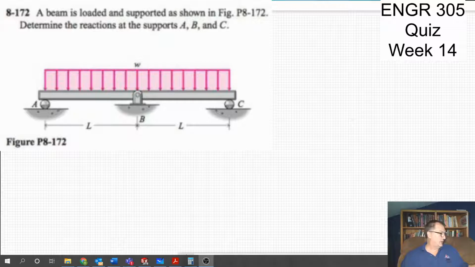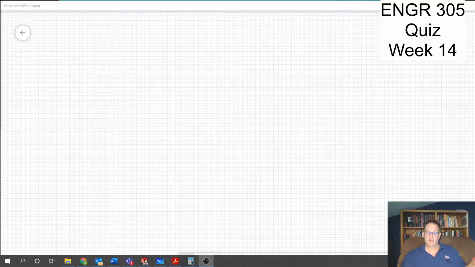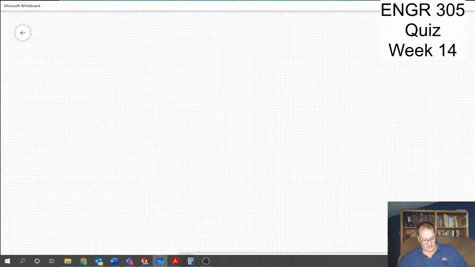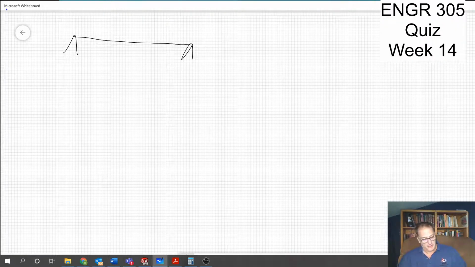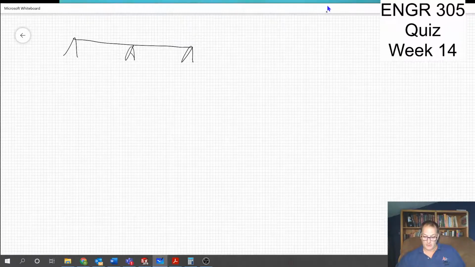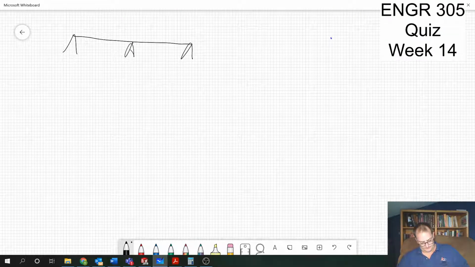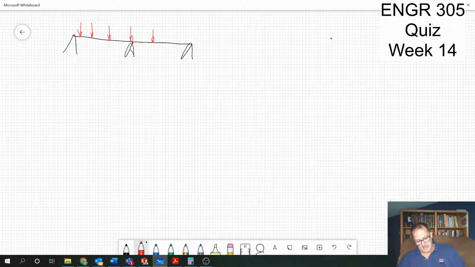You know what I'm going to do. I think you know what I'm going to do. Get that out of the way, and I'm going to redraw. Oh, I'm going to try to redraw this, but my screen isn't working right. I've got that load. I've got this situation, and I can't change my pen color. There we go. And a distributed load across the top.